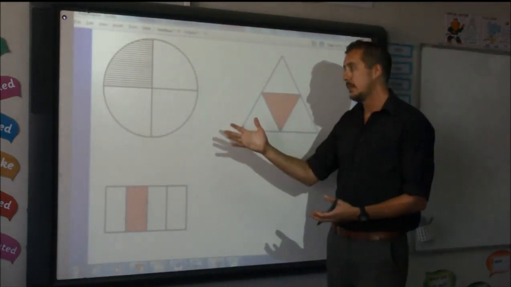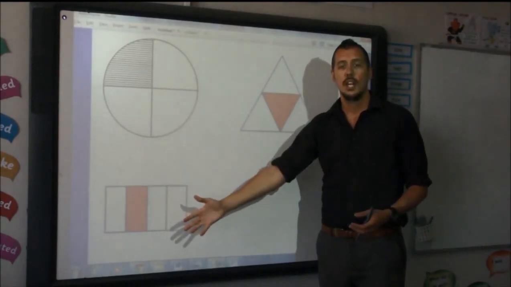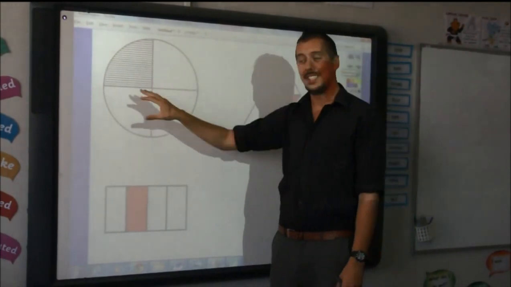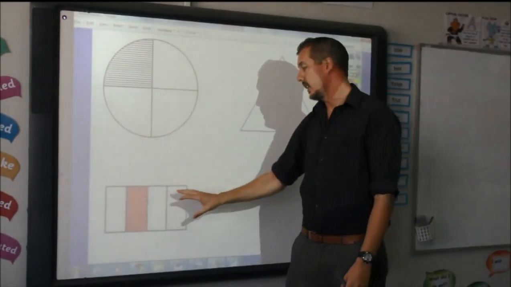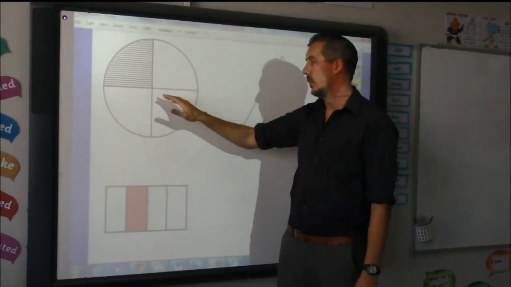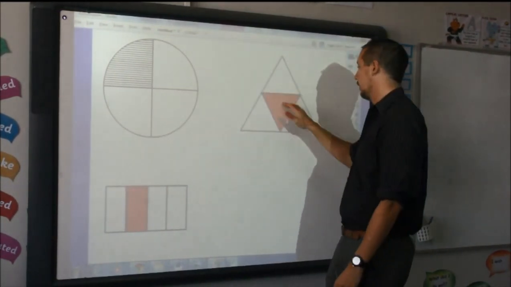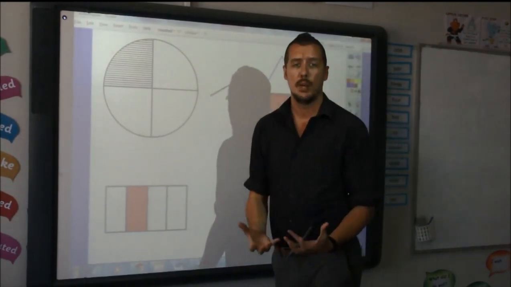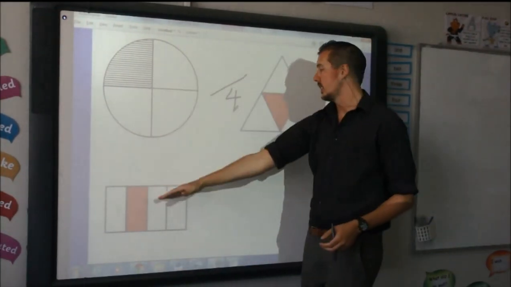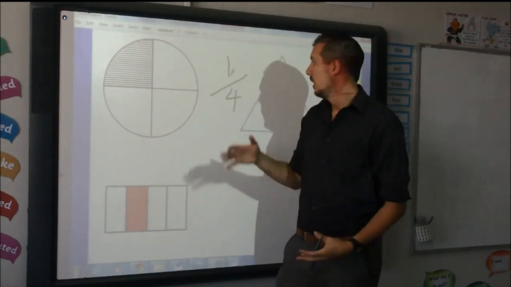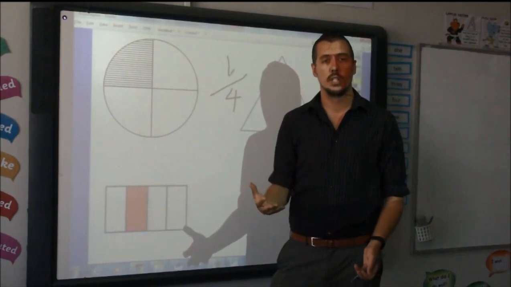Okay, so now the same principle. We have here quarters. Again, it doesn't matter how the quarter is selected, each section is an equal part and each section is the same size. Again, we have 1, 2, 3, 4, 1, 2, 3, 4, 1, 2, 3, 4. So we know our lower number is going to be 4. That is the total amount of pieces that we have. In each instance, we have selected one part of that fraction. So that gives us 1/4.